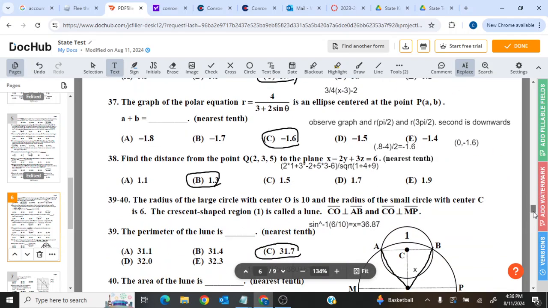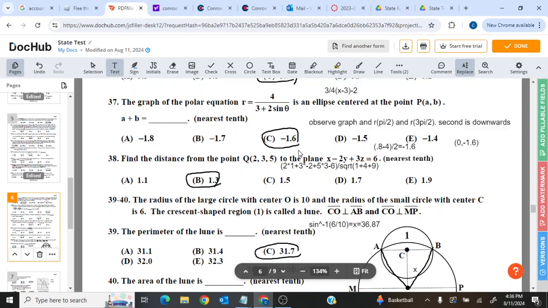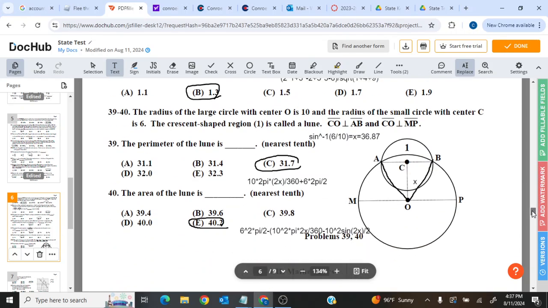Find the distance from this point to this plane. You should know how to do these by now if you've been paying attention to the videos. What you do is you do the dot product and then subtract this 6 over here. So 2 times 1 plus 3 times -2 plus 5 times 3 minus 6, over the square root of 1 squared plus 2 squared plus 3 squared, equals 1.3. Questions like this basically appear on every test. Now here are some questions that have probably never appeared on a test before.